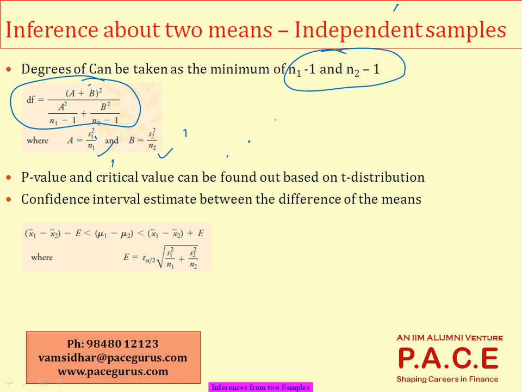That degrees of freedom will help you in computing your critical value. Based on the critical value, you can identify the critical region and then you will see whether your computed t statistic is lying in the critical region or not, and based on that either you are rejecting the null hypothesis or failing to reject the null hypothesis.